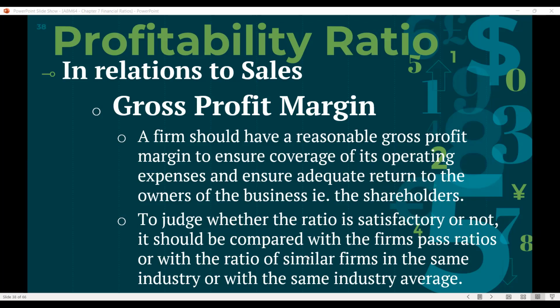So you may compare it with your past data, your past ratio. Next is probably the same firm. Let's say for example, you are in broiler production. So you compare yourself with your classmates, your friends in broiler production. Or you can compare it to the same industry, like its average, its standard. For example, the standard set for gross profit margin is 50%. Then you can compare yours, so you will know that you are progressing or not. So that's for gross profit margin.